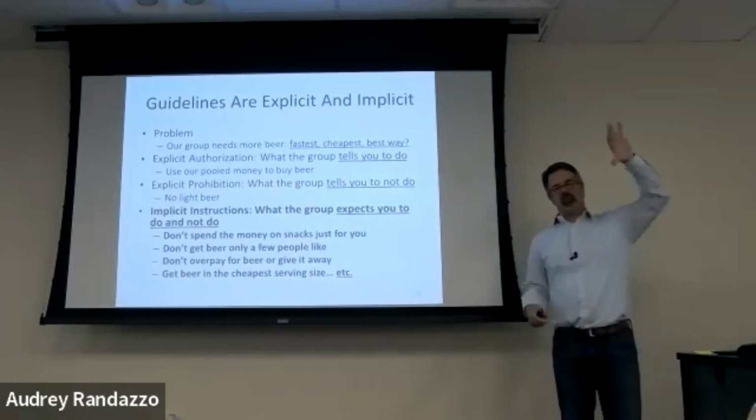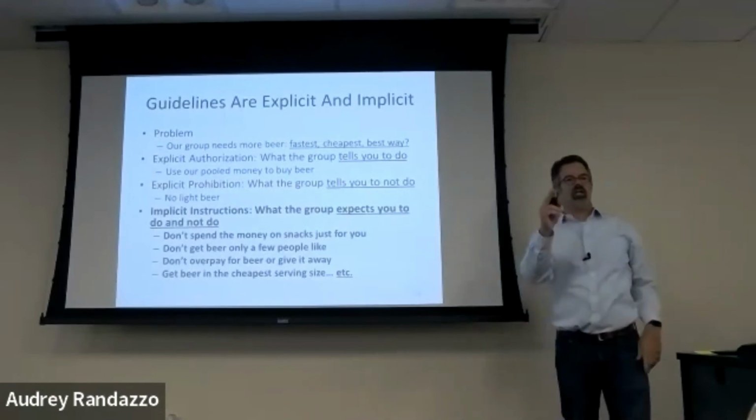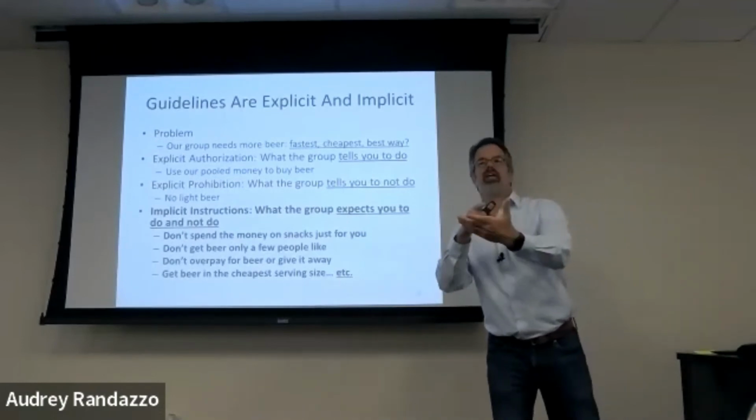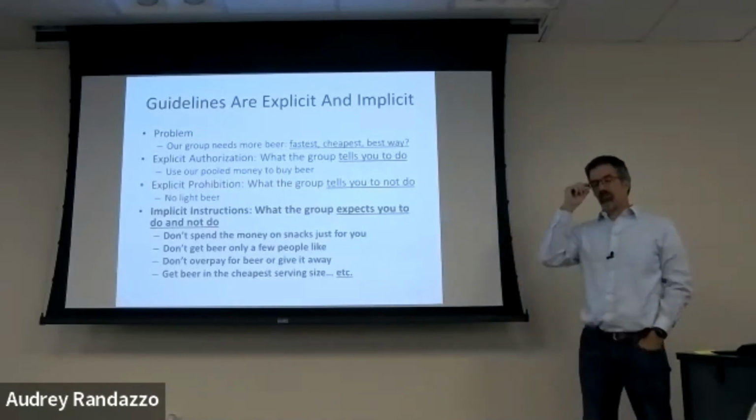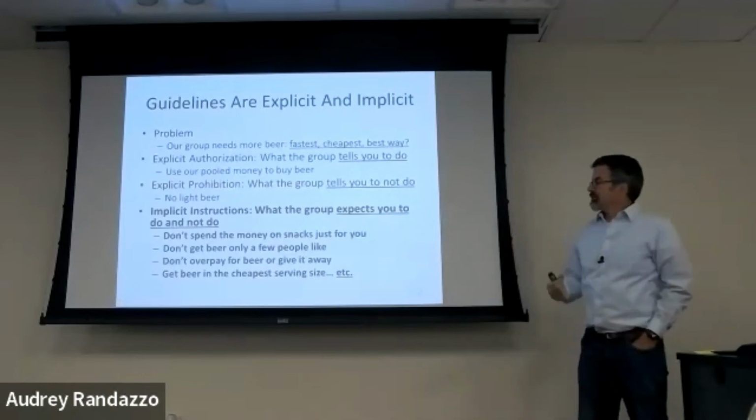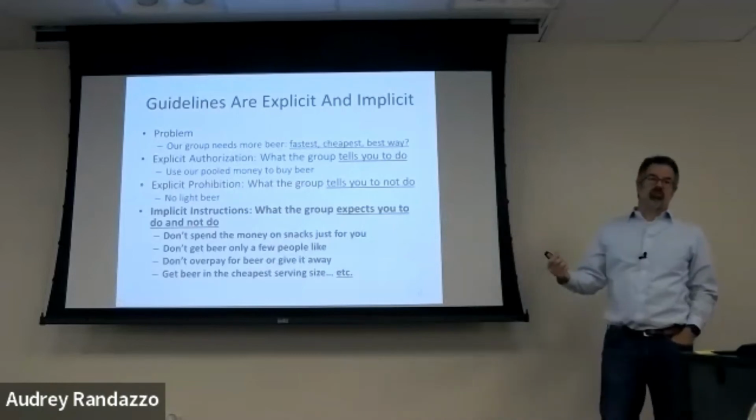Built into that, as we saw with all those failure modes, no one says, hey, get beer, but don't do this, that, this, that. You don't have to say it. You just know not to do it. These are the implicit instructions. These are the expectations. These are the norms. It's what the group expects you to do and not do.